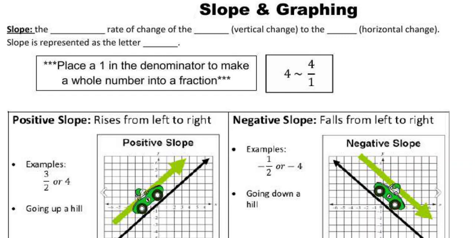Today we're talking about slope and graphing. So slope is the constant rate of change of the rise, which is the vertical movement, to the run, which is the horizontal movement. Slope is represented by the letter M. So it is the rise over the run.